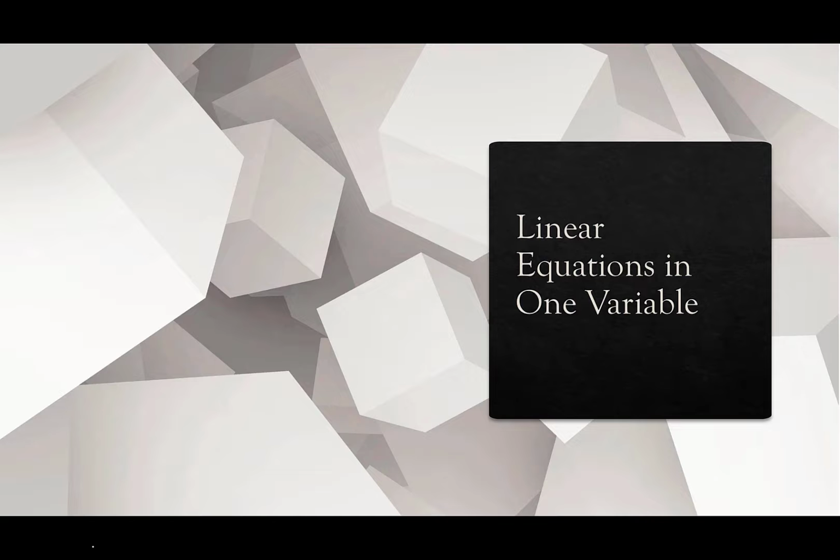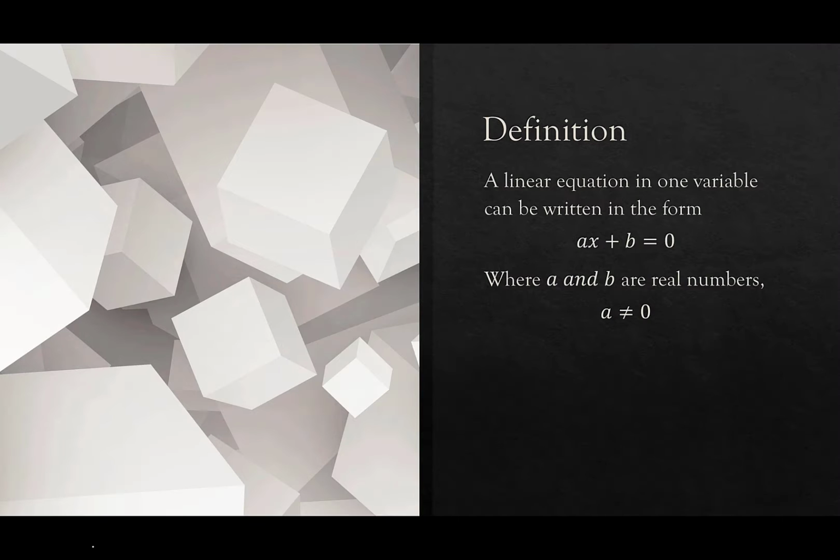Hi everybody, today we're going to talk about linear equations in one variable. A linear equation in one variable can be written in the form ax plus b equals 0. Here a and b are going to be real numbers and a is not going to be 0. We need to have a coefficient to our x term.